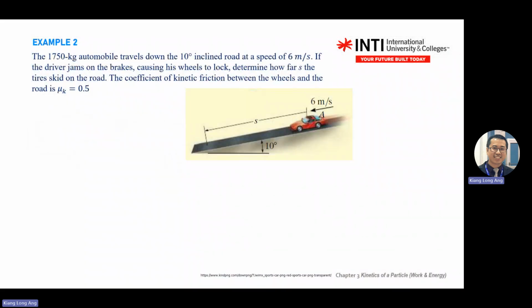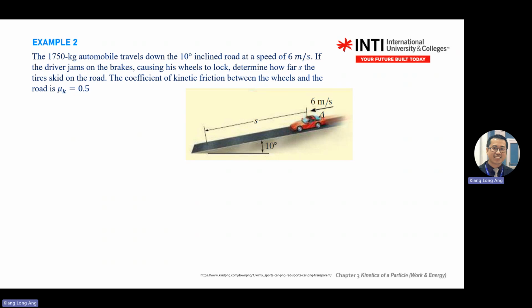Okay. Let's look at example number 2. So you have a car moving on a 10-degree slope, and you're given an m, the mass of the object. If the driver jams the brakes, it means you decelerate. That means your a becomes negative already, causing the wheels to lock. Determine how far the tire can skid on the road. The friction coefficient is given.